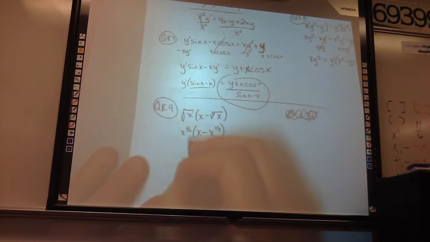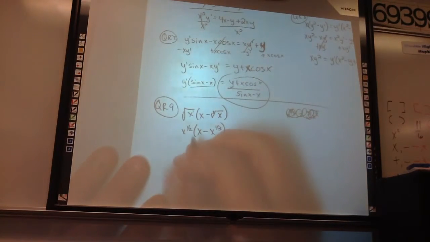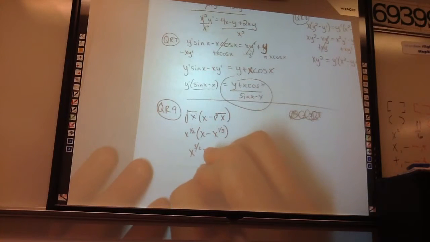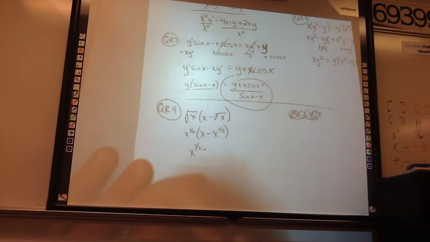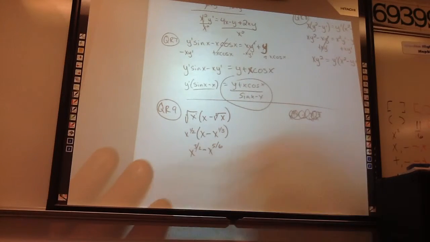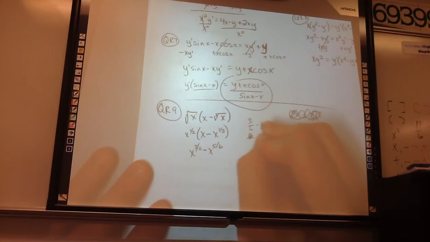Okay. So now you just do the distributive property. What's x to the 3 halves? To multiply, you add. x to the 5/6. What's 1/2 plus 1/3? The denominator is 6. 2 and 3 is 5. 5/6.